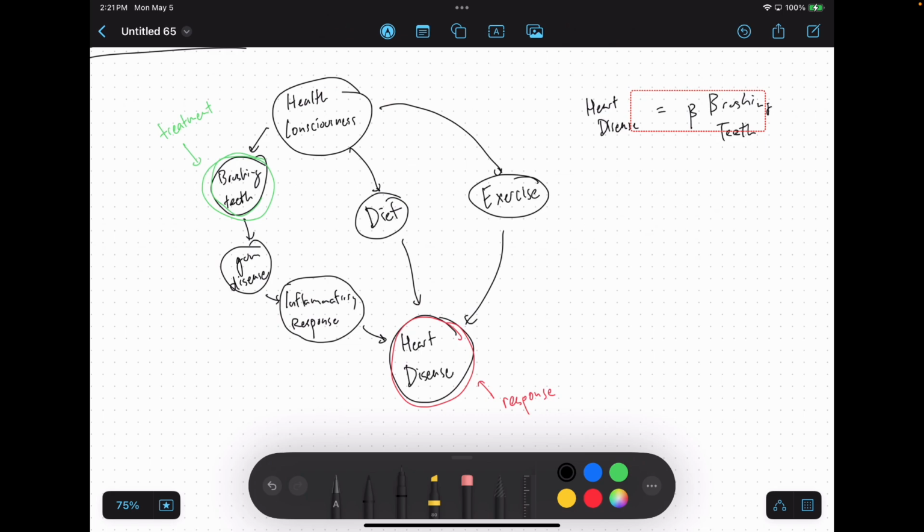Yeah, any number of mediator variables. If it's a mediator variable, you typically don't want to include that in your regression, okay? All right. So, what are the paths from our treatment to our response? Yeah. Brushing teeth to the gum disease to inflammatory response, and then diet to heart disease and exercise to... Well, yeah, brushing teeth to health consciousness, to diet, to there, and then brushing teeth, health consciousness, exercise to there.